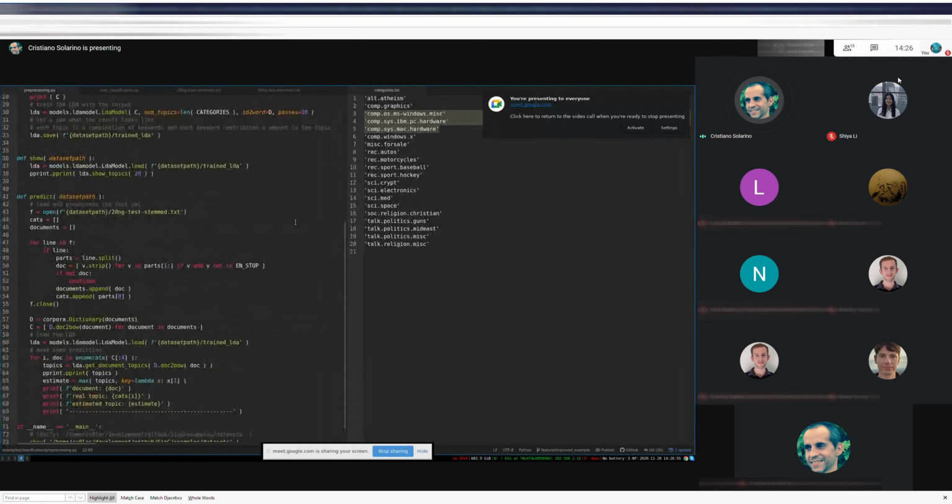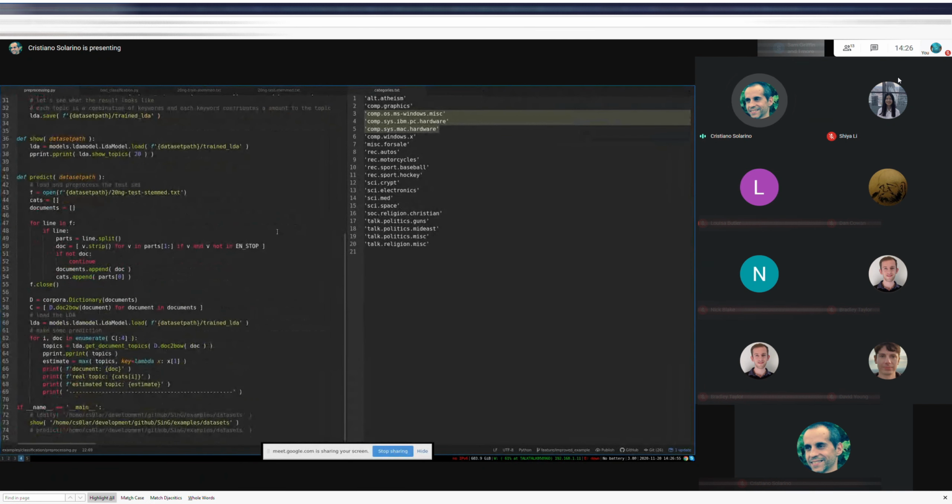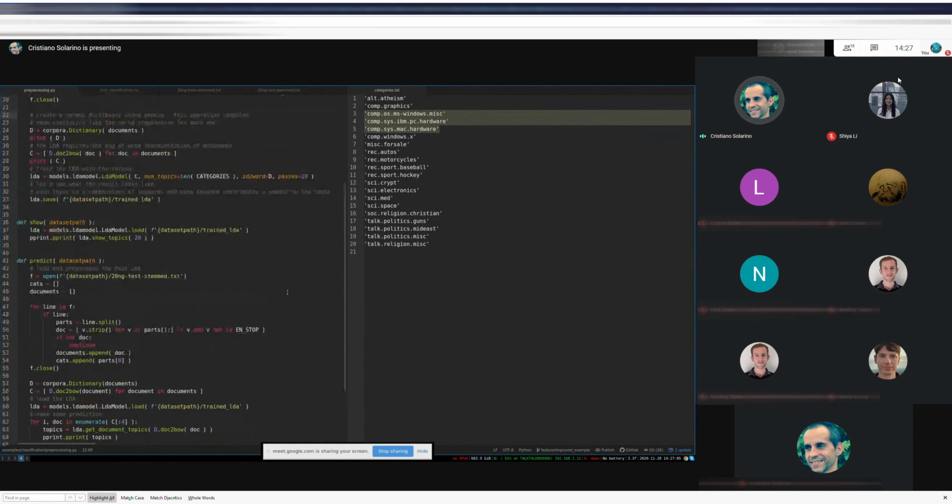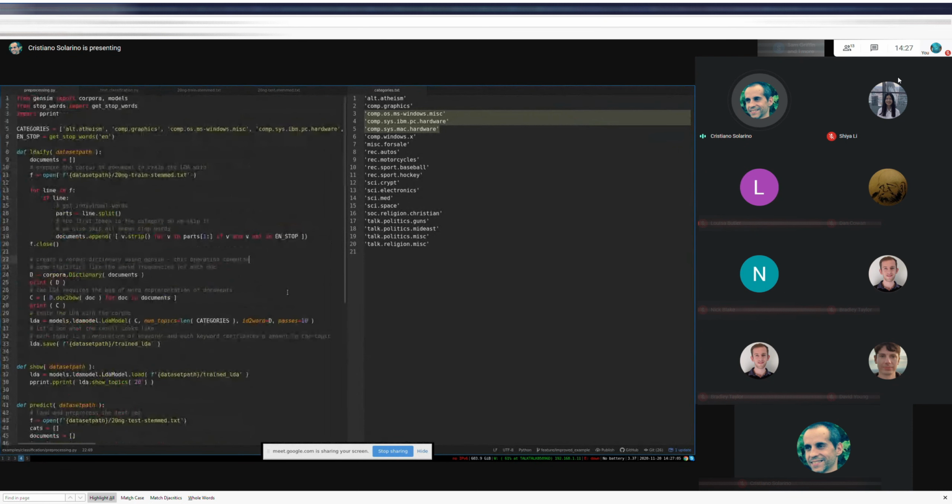For this particular example, I'm using a library called GenSim, which implements a particular version of the LDA. And what I've done is the following. I took a data set called the 20NG data set, which is basically 20 news groups. Someone bothered to go in a forum and extract 20 different news groups.